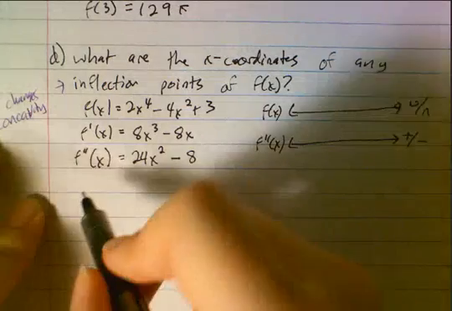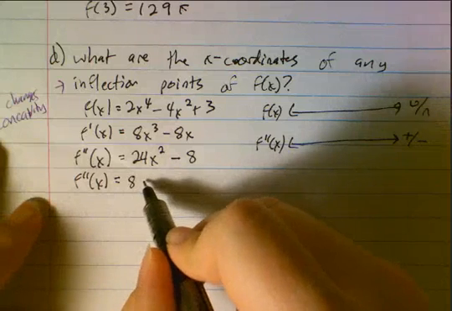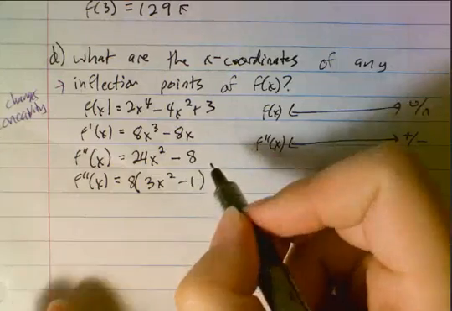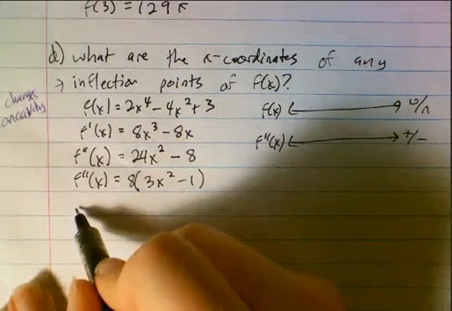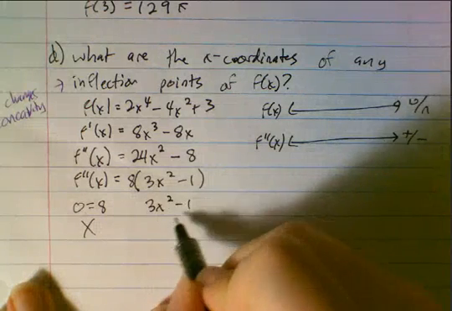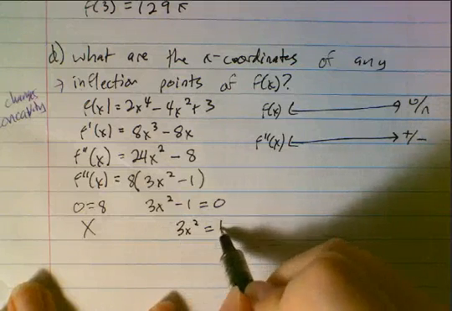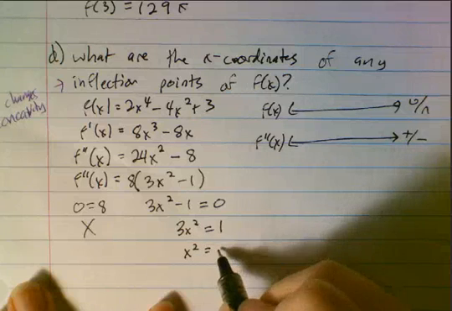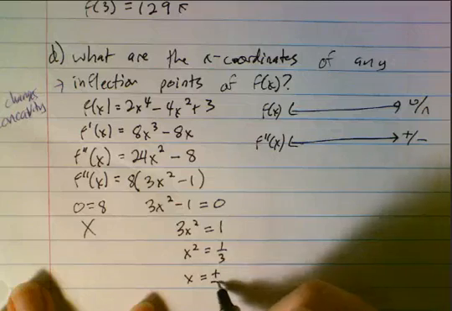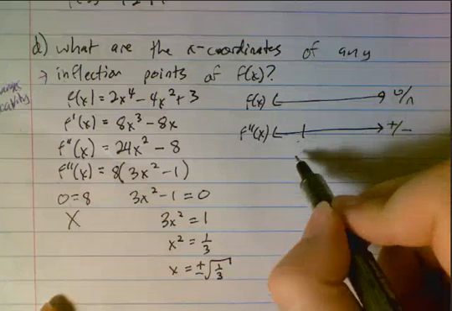And then I need that in factored form as always, so f double prime of x, I'm going to factor out that 8, got 3x squared minus 1. And so we're in a situation where either 0 equals 8, which is never true, or 3x squared minus 1 equals 0. Add 1 to both sides, divide by 3, and take plus or minus the square root. This gives me my numbers to put here.